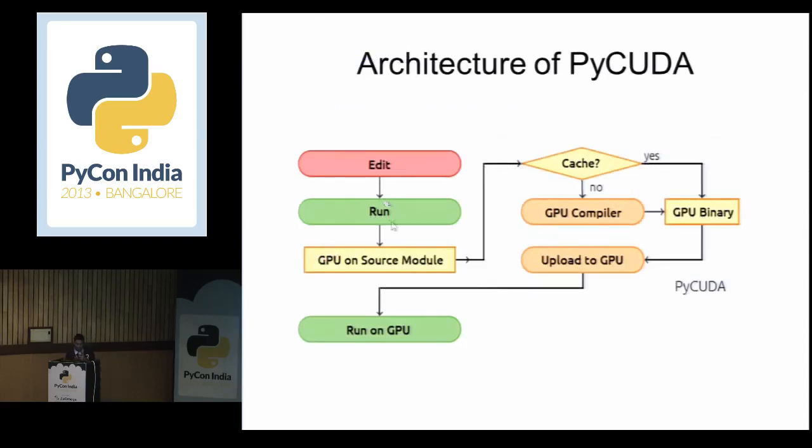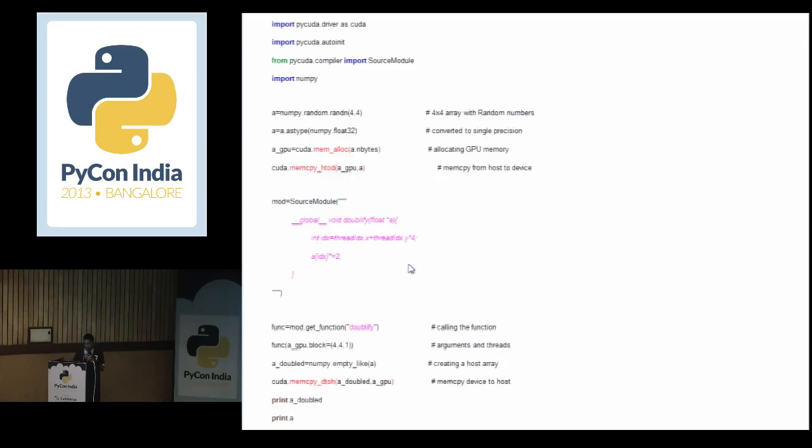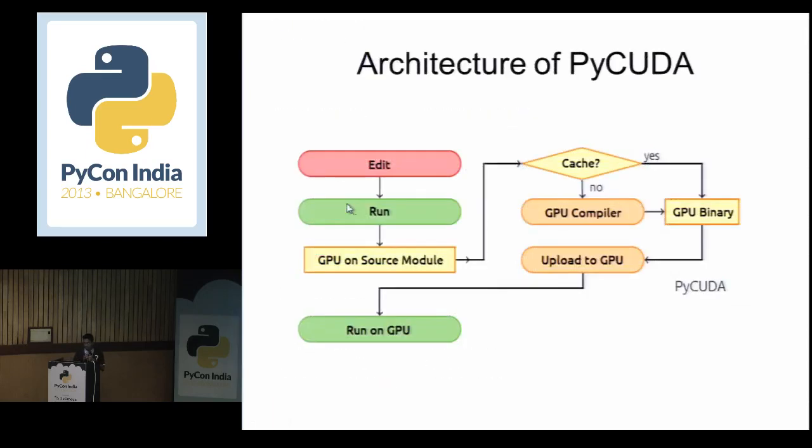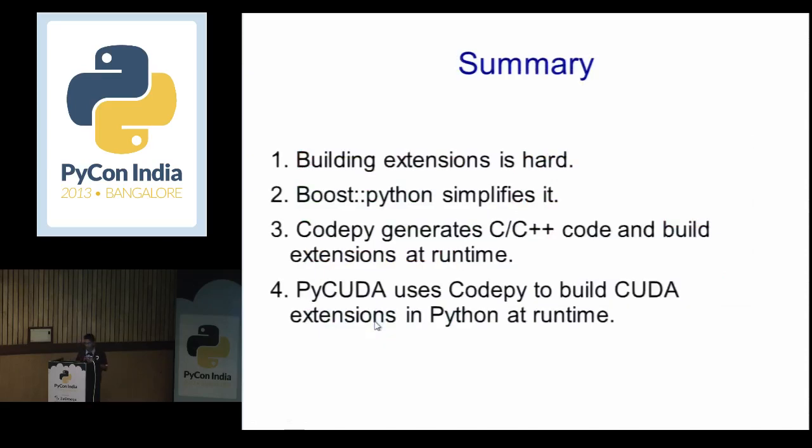You edit the code, you run it, and on the GPU, here you can see source module. The code goes from here to here. It checks whether this code is cached or not, and if it is not, it is compiled, and a GPU binary called cubin is created, sent to the GPU, and run on the GPU.